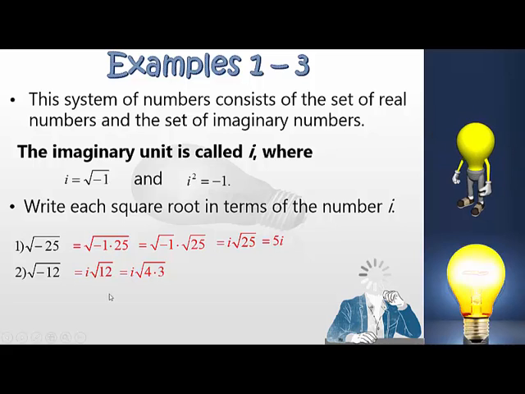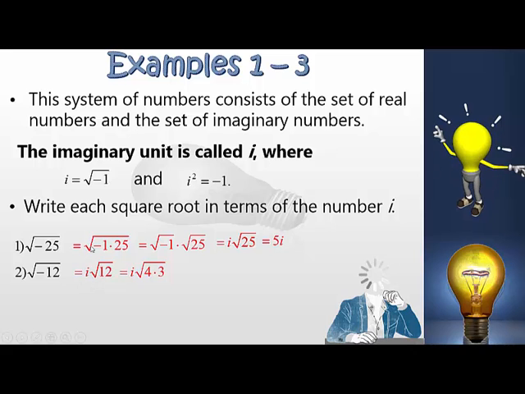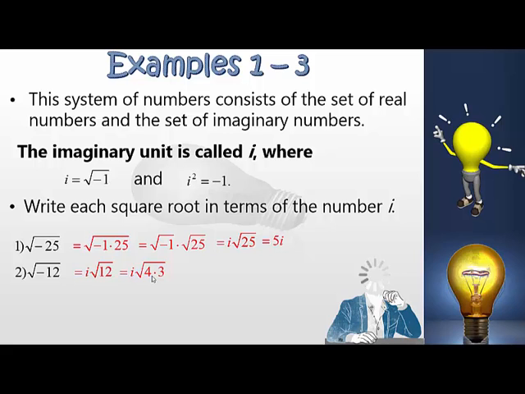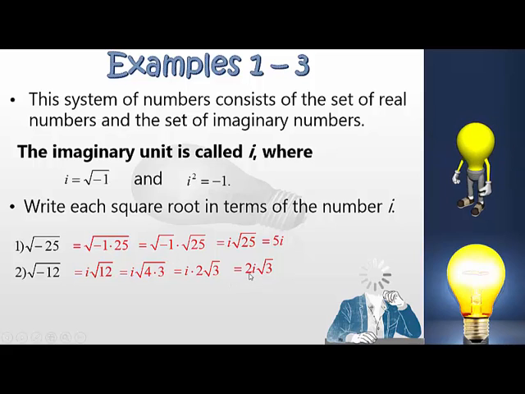For 2, again, I do the same idea. Here I have the negative, so I take that out as i, which was the negative 1, like here. And then I simplify the 12 as much as possible. We learned earlier that in 12 there's a hidden perfect square, which is the square root of 4 times 3, and then we take out the square root of 4, which is 2. Usually we write it this way, where the i is between the number and the radical, and this is the standard way of writing it.